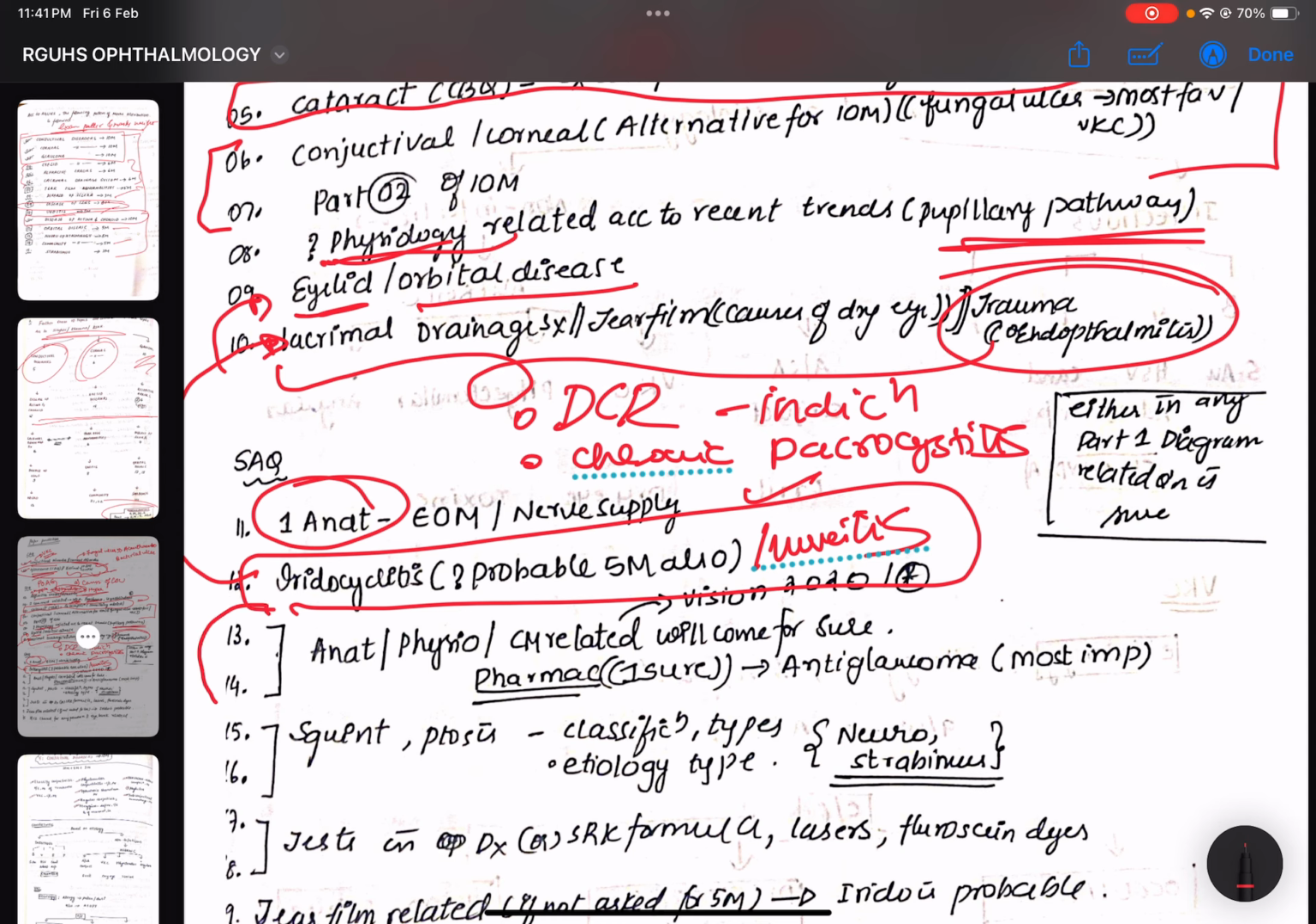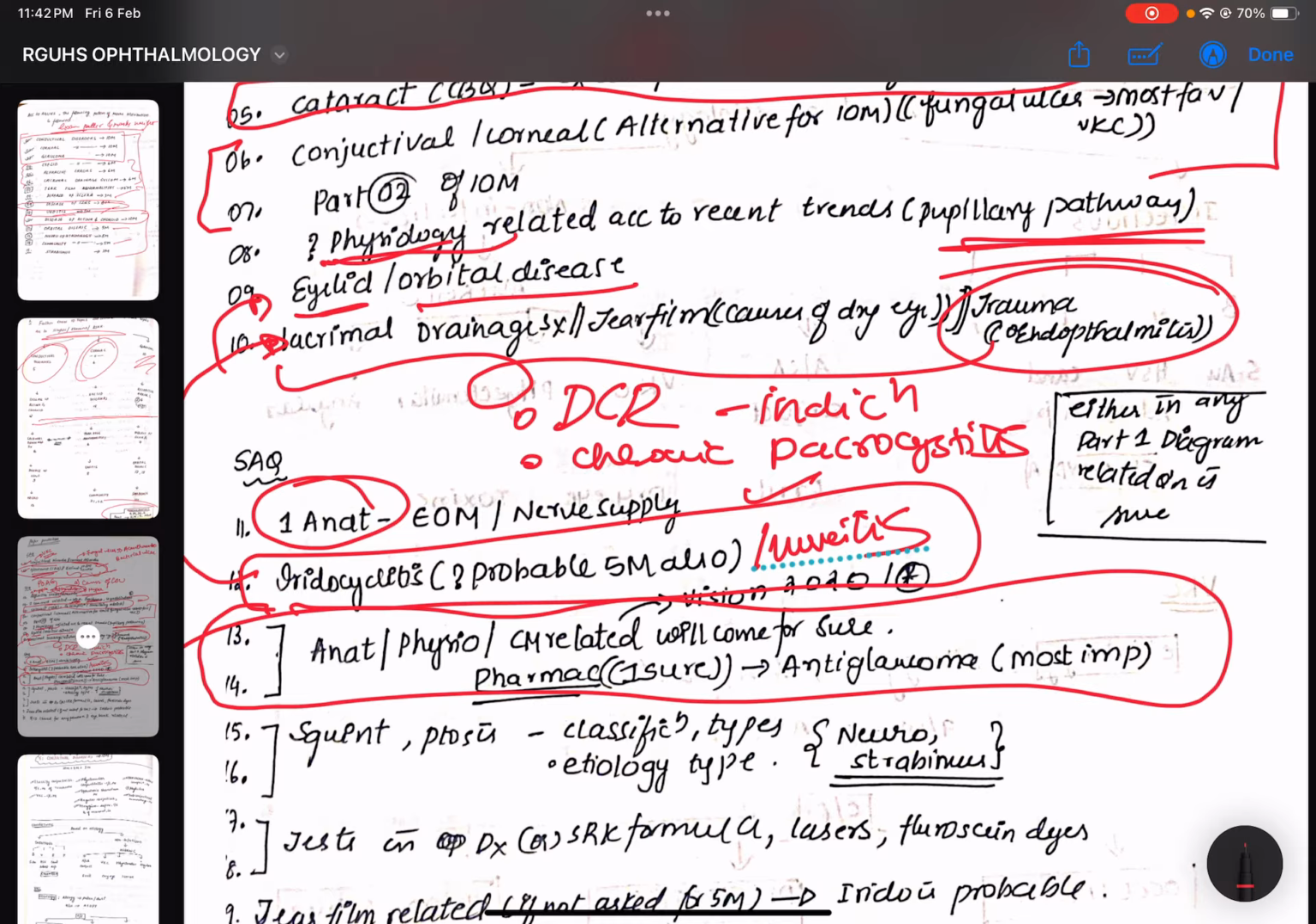And two questions related to your basic science. I know I have told anatomy as the basic thing, but common related things are being asked in and out. And also one question related to pharma. For example, here I have asked the most repeated one, that is, anti-glaucoma side effects can be asked.